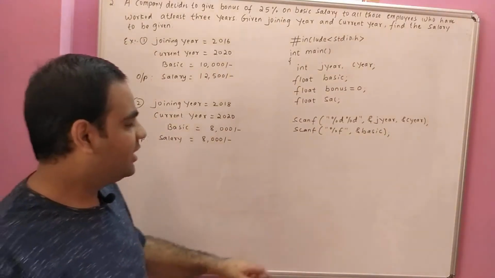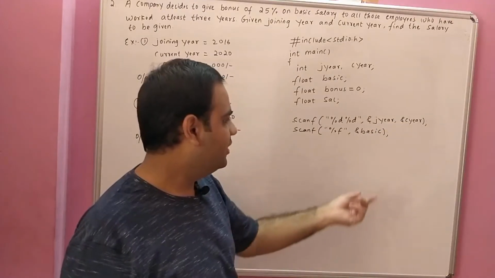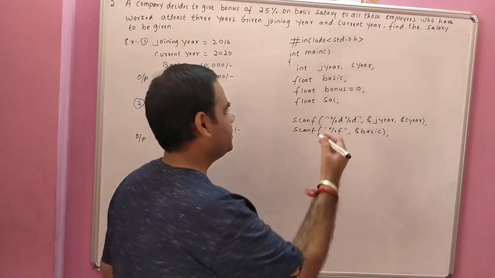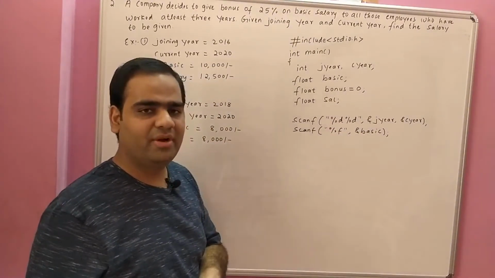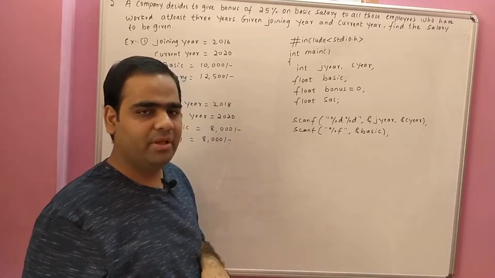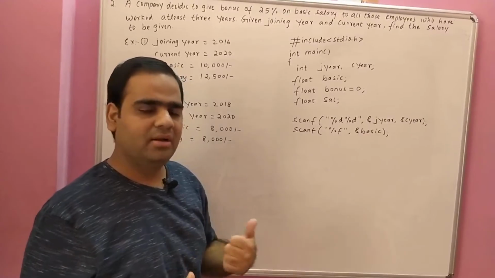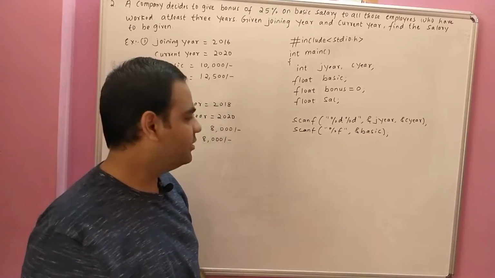Now what are we given? We are given the joining year, J year is joining year, C year is current year, as well as the basic salary. What would be the bonus to start with? Bonus would be 0 to start with. Bonus will become 25% on the basic salary only if the number of years completed is greater than or equal to 3. At least 3 means 3, 4 or greater than or equal to 3.